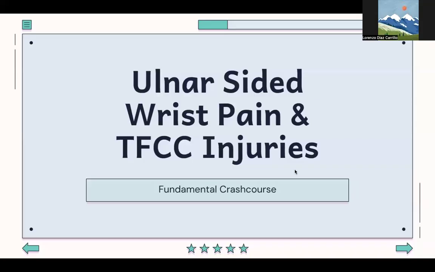Okay, so for this last final module, we're going to talk about ulnar-sided wrist pain and TFCC injuries. It's going to be pretty foundational, as this is a pretty complex area to be injured and a really complex area to treat. But we're going to get into it just briefly, just so that you're not necessarily blindsided if perhaps you were to see it in the clinic.